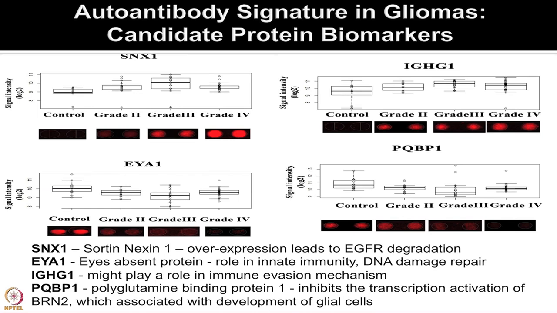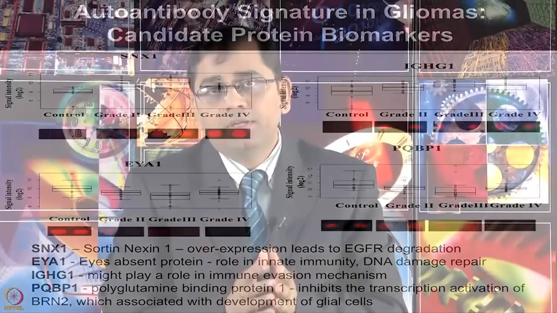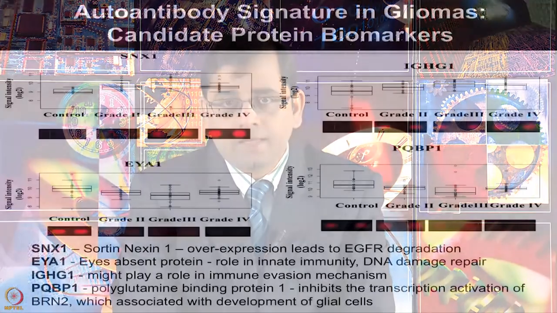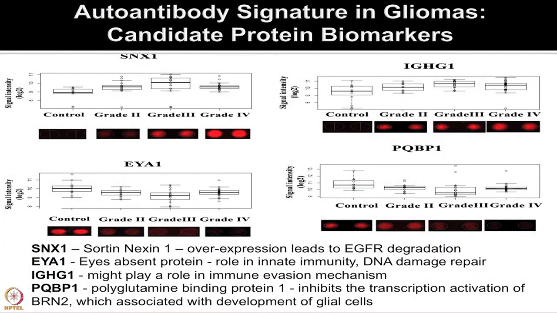So, what are we looking at? We are looking at whether we can find some protein which can be detected at the early stage of the tumor, and that is where I think SNX1 looked very interesting, that even in the grade 2 patient, we can start seeing those signals. If you look at IgG1, this is again one of the immunoglobulin family proteins, which might play some important role in the immune evasion mechanism, and this protein again showed a very strong signal even in grade 2, and that remained consistent in grade 3 and grade 4.